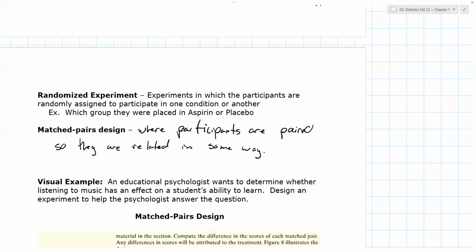One of the best matched pairs groups are identical twins. I don't know if we have any twins in my class. Generally, I have at least one set of twins in my classes. So I've heard from twins about this, but if you're an identical twin, there's a very good chance that you or your parents have gotten papers asking you to be involved in different types of research.